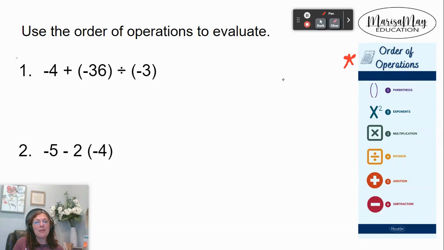So if I look at problem number 1, I see addition and division. And based on my order of operations, I know I have to divide first. So I'm going to underline the division. That means I leave the -4 plus. Now, -36 divided by -3 gives me a positive 12.